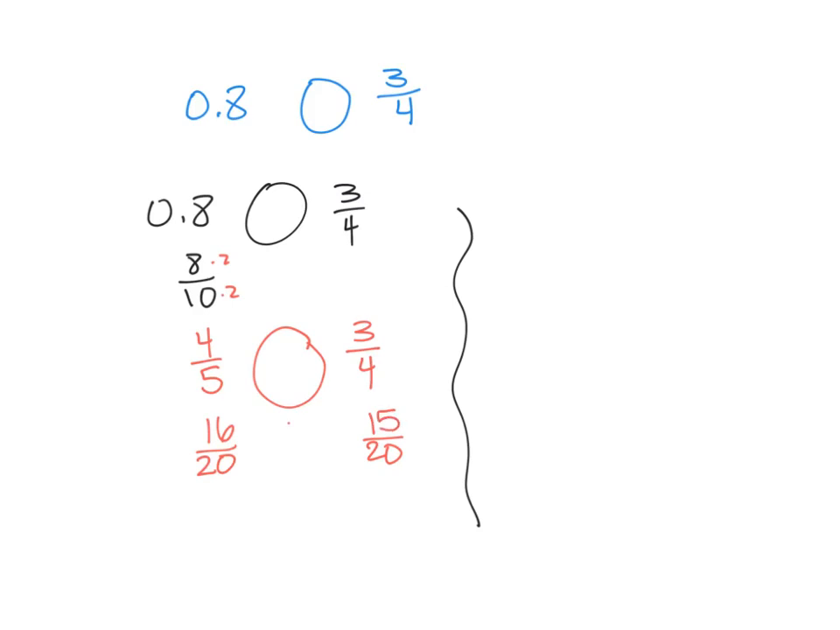So now my denominators are the same, so now I just compare my numerators. 16 is bigger than 15. Ta-da. Alligator goes for that.